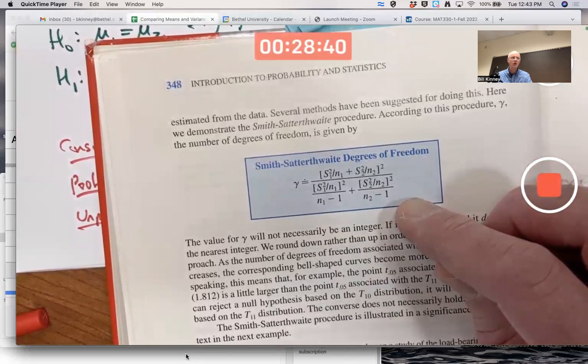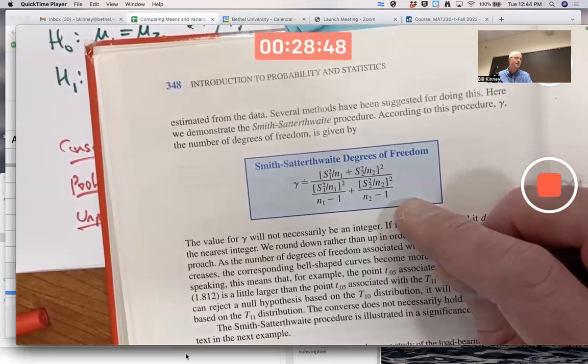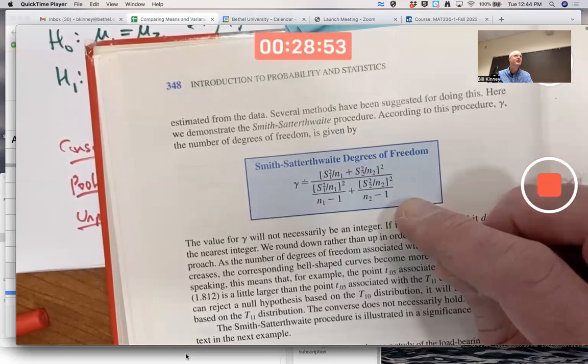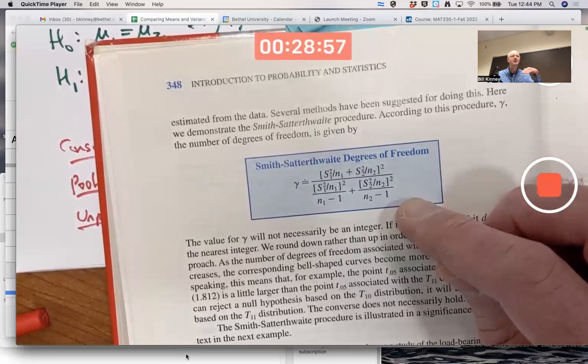And it also doesn't give you a whole number, typically. It gives you a decimal, 12.74 degrees of freedom or something. What do you do when it's a decimal? Well, if you're using technology, you don't really care if it's a decimal. If you're using a table, like a t-table, you'd want to round down. Like if you got 12.74, you want to round it down to 12 instead of up to 13, because rounding down plays it conservative.